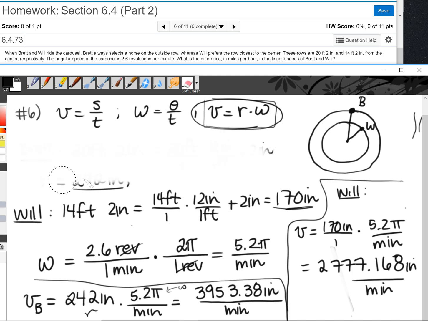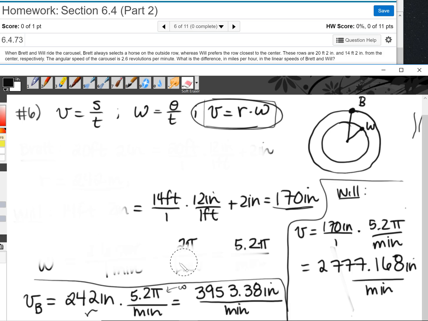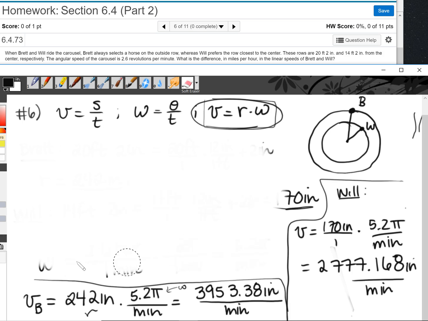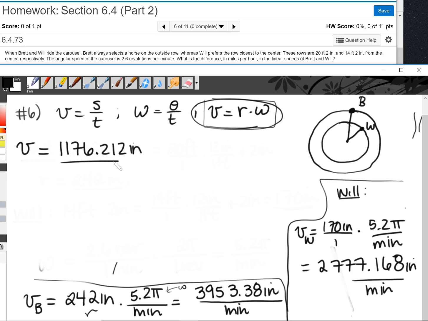Let me get myself some room here. And then I'm going to convert it to miles per hour. And hopefully this will clear up some of this stuff for you. So if I take the difference of those, 3,953.38 minus 2,777.168, and you could get an exact value if you put it all into your calculator at once. So this was V sub W. Let's call my answer just V for my linear velocity, which is 1,176.212 inches per minute.